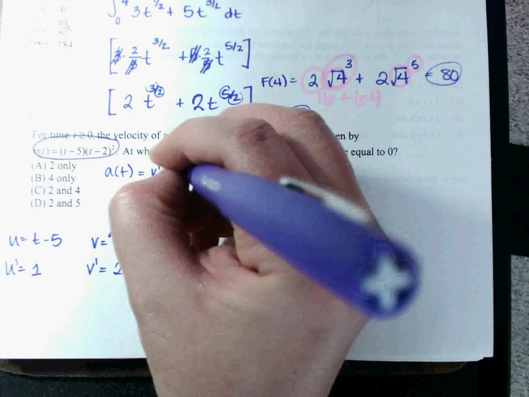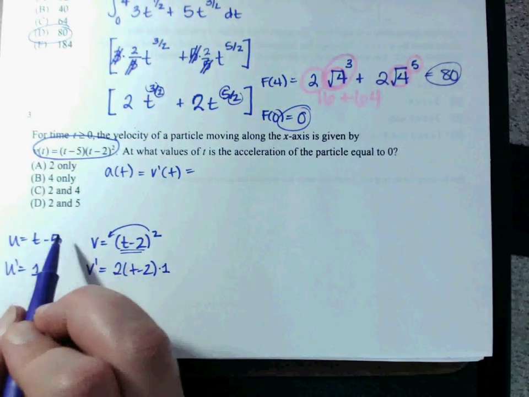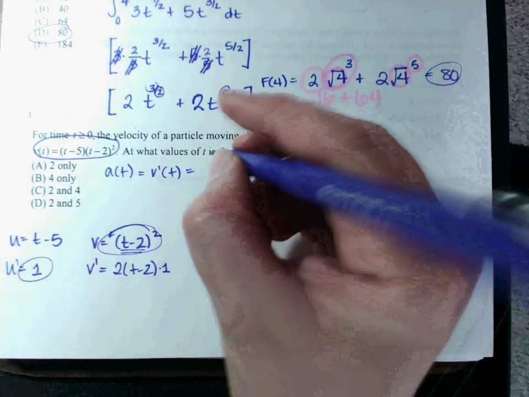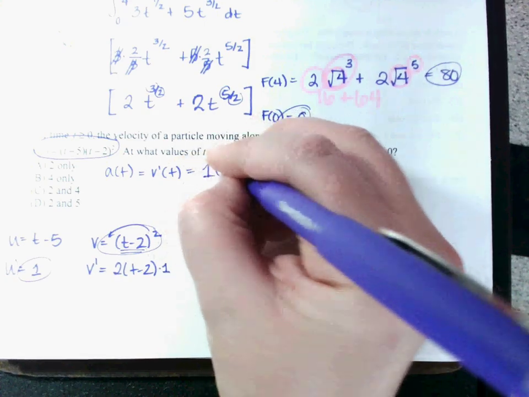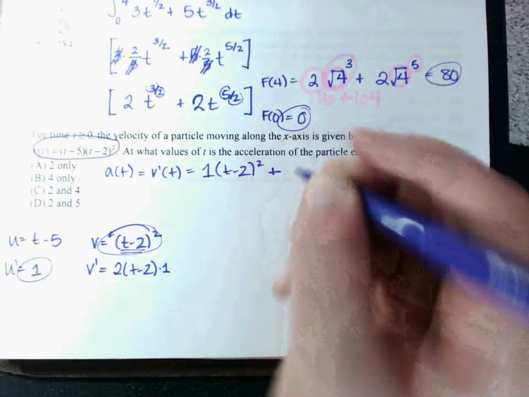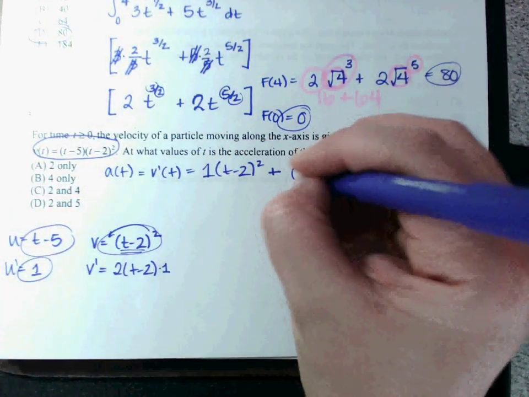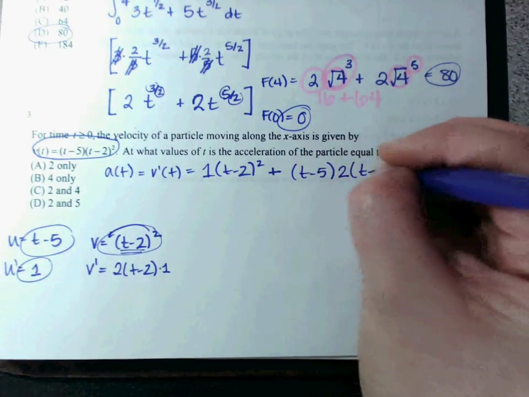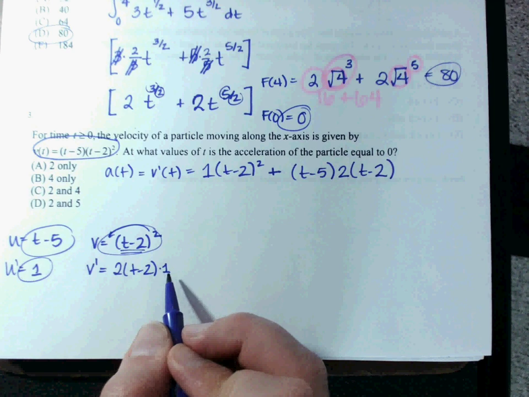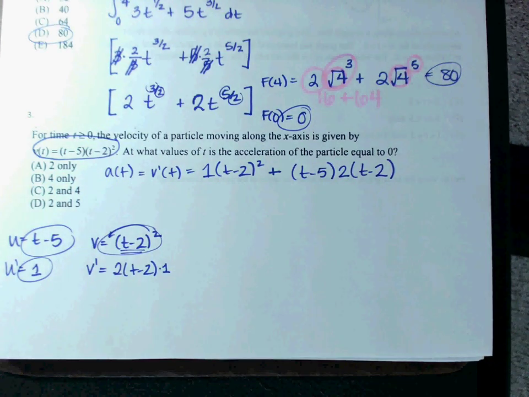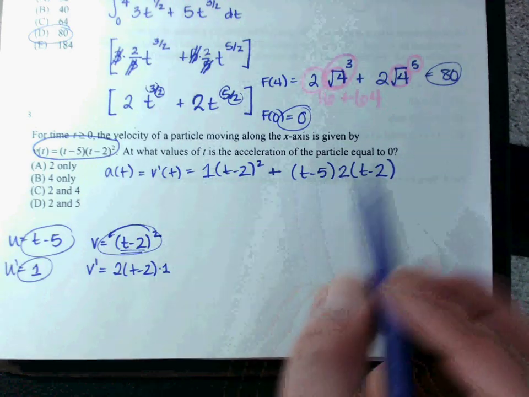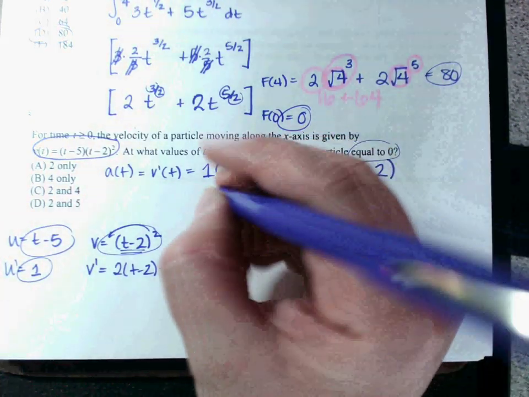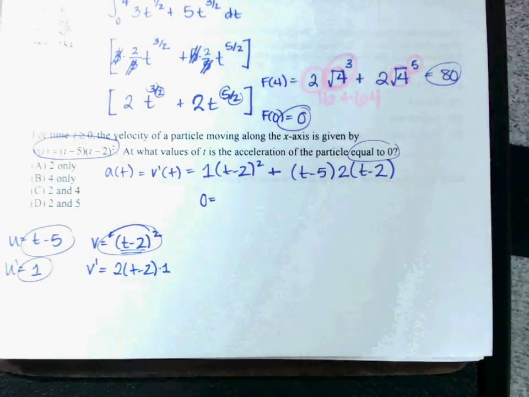From there, I'm going to set up my cross diagonal. So it's going to be 1 times t minus 2 squared plus t minus 5 times 2 times t minus 2. Now, the 1 here, I'm going to kind of let that go. You can put it if you want to. You don't have to. Now, remember, I want to know the values where the acceleration is equal to 0. So I am now going to set this equal to 0.